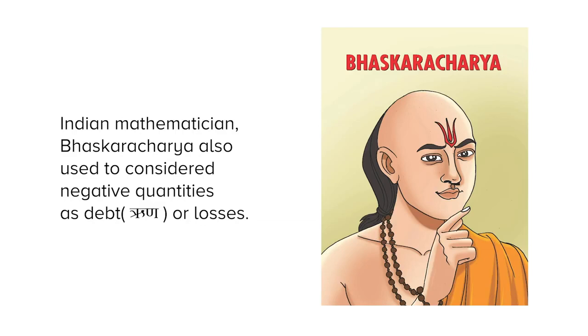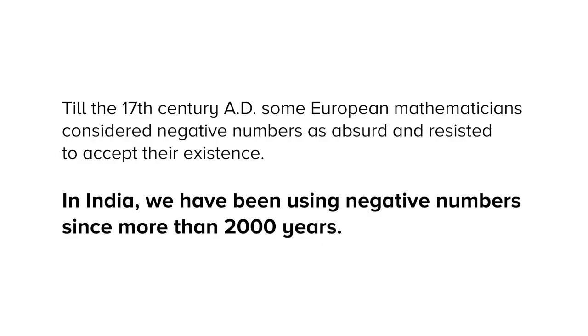That is, 2 minus 5 is minus 3. So he is in debt of 3 silver coins, or he has a rin of 3 silver coins. Indian mathematician Bhaskaracharya also used to consider negative quantities as debt or losses or rin. I would like to inform the audience that till the 17th century, many European mathematicians were not ready to accept the existence of negative numbers, whereas in India, we have been using negative numbers for more than 2000 years.